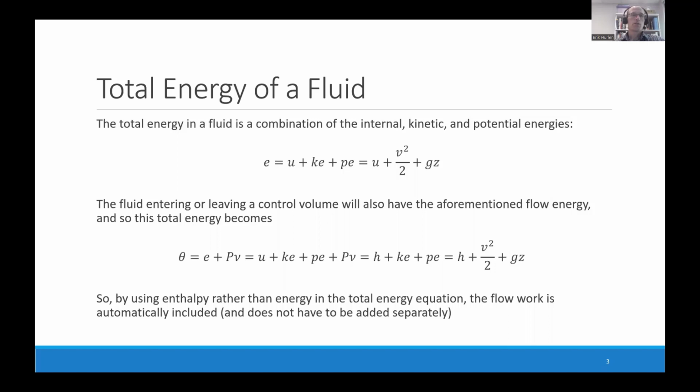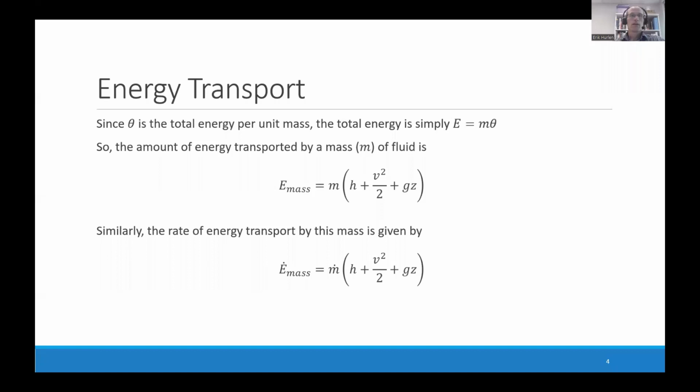Then since H equals U plus P times specific volume, this is similar to what we saw for closed systems, but with the internal energy U replaced by the enthalpy H. This automatically takes care of the flow energy, and there's no need to account for it separately using the enthalpy. The energy is simply the mass times this energy per unit mass, or E equals m times theta.